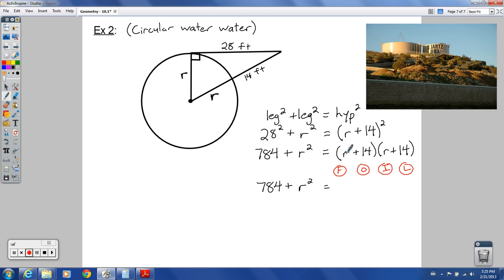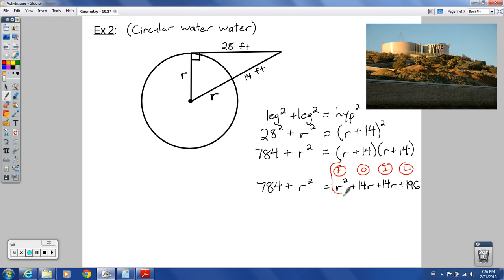But first, you're going to multiply r times r. Those are the first two terms. Algebra review time, that's r squared. Outside, or outer, is r times the positive 14. That's going to be a plus 14r. Inner, or inside, that's the inside terms of the binomials, the 14 and the r, another plus 14r, and then last, you have the last two terms. 14 times 14 is 196. Now we can combine like terms together. So this was my FOIL part.